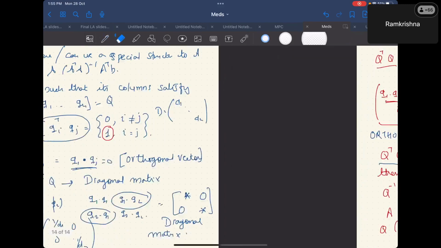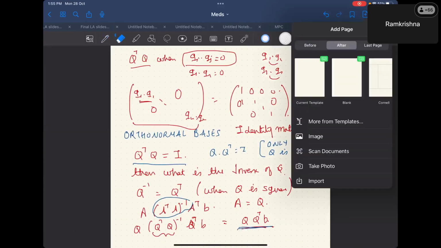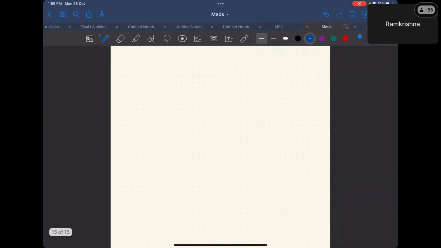Before that, what are these matrices Q, and what are their special properties? Why do we need them, and so on? So examples of Q, which is essentially some kind of an orthonormal basis.